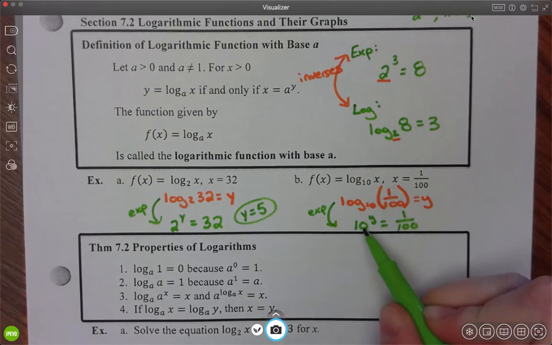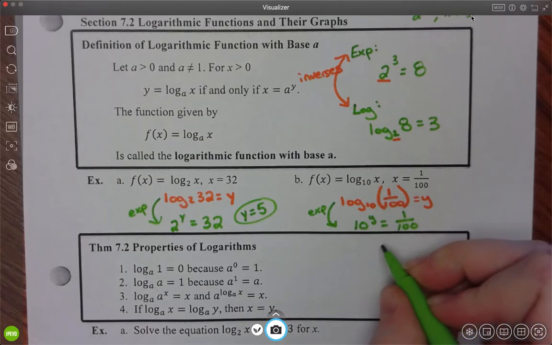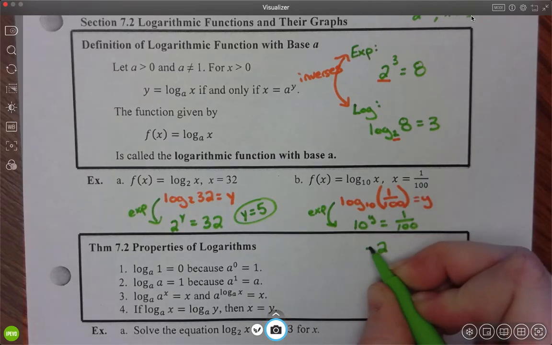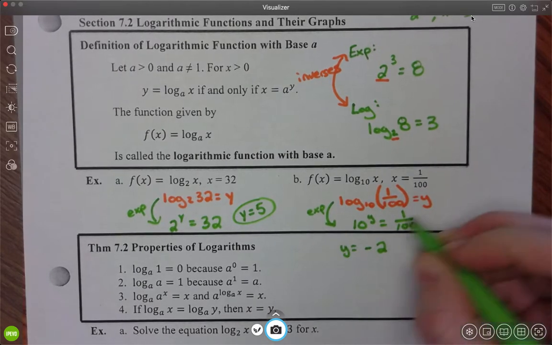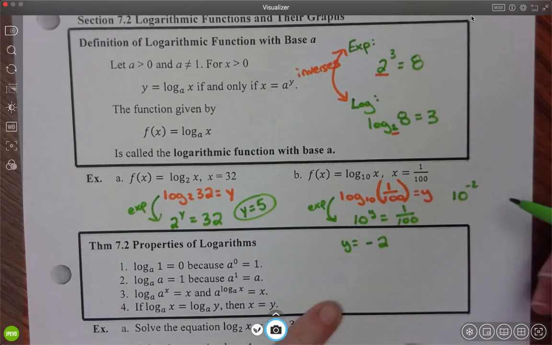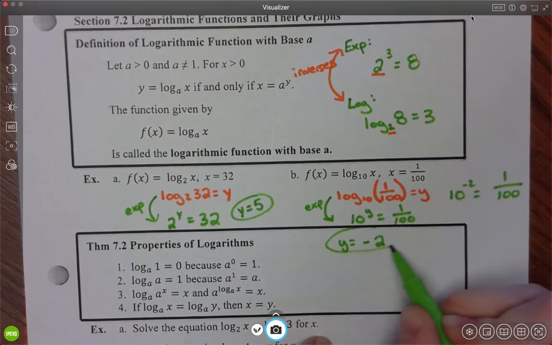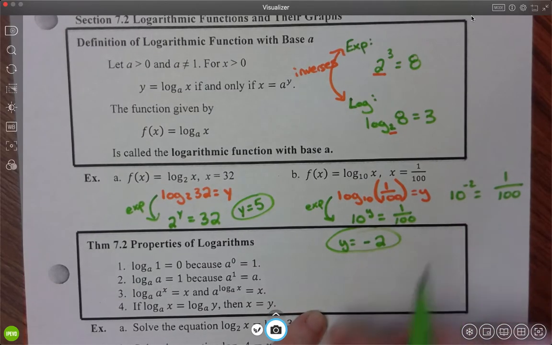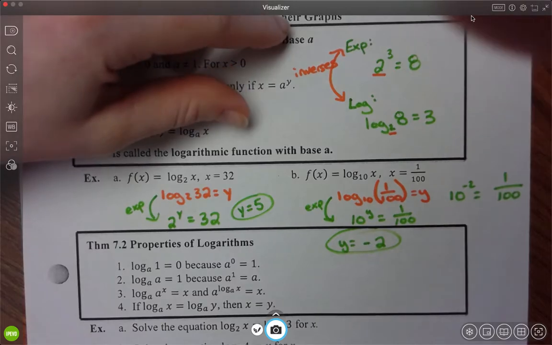Now I know going from 10 to 100, that is the second power, right? 10 squared is 100, but how do I get 1 over 100? Well, that's going to be the negative second power. So 10 to the negative 2 power will be 1 over 100. In this case, y is going to be negative 2. So just remember, if you're going from a whole number to a fraction, it's going to involve a negative in the exponent.